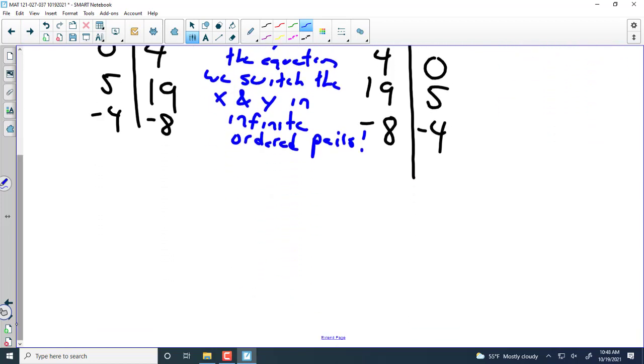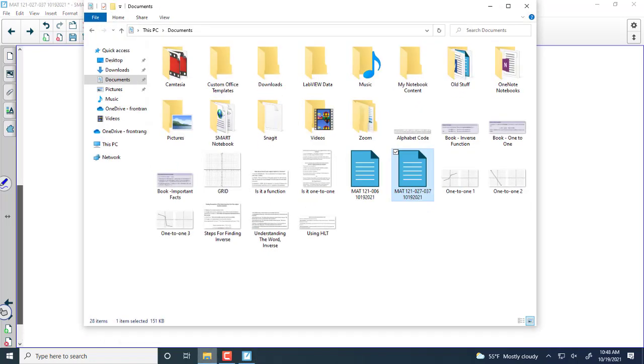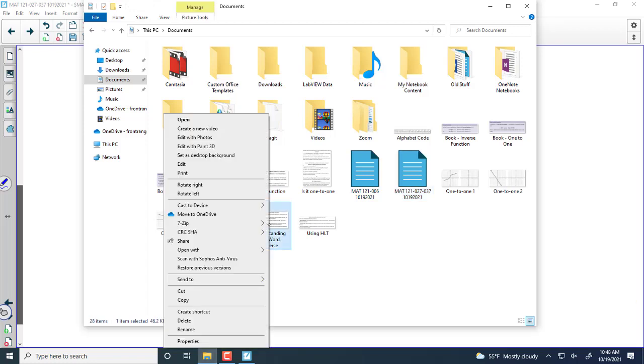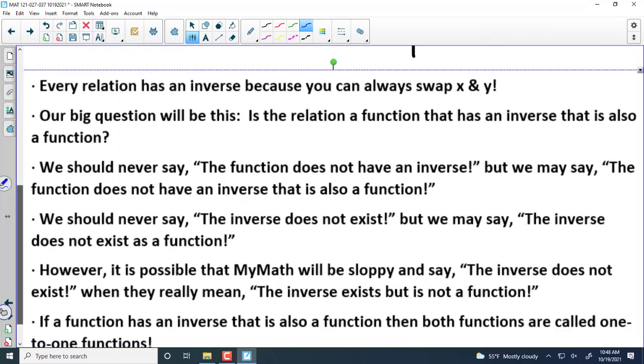So, let me import some notes here. I wanted to make sure I had some good wording for this, so I actually typed this up ahead of time. All right. This is important, everyone. Well, hopefully everything I do in here is important. Every relation has an inverse because you can always swap x and y. I don't care what it is. If it's a graph, a list of ordered pairs, or an equation, you can always switch the places of x and y, no problem.